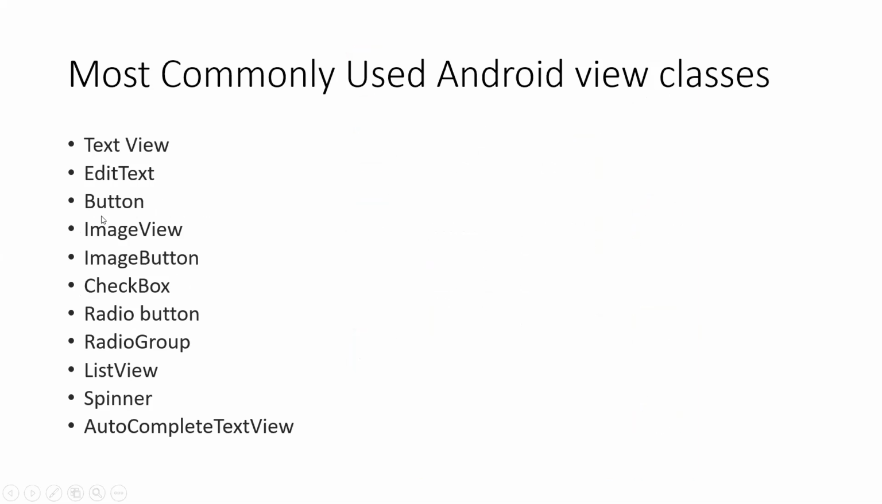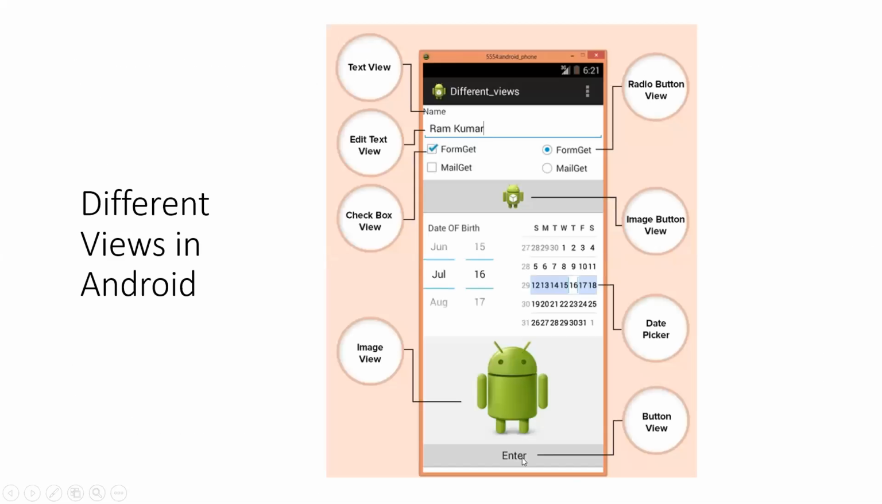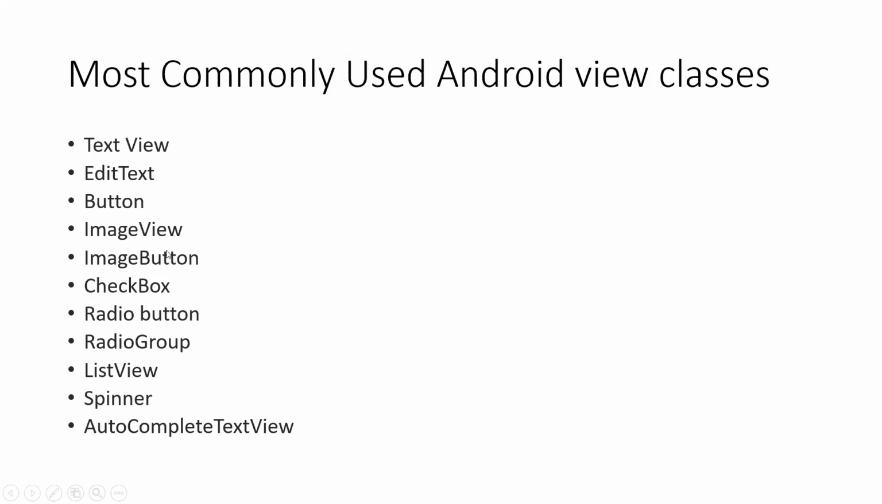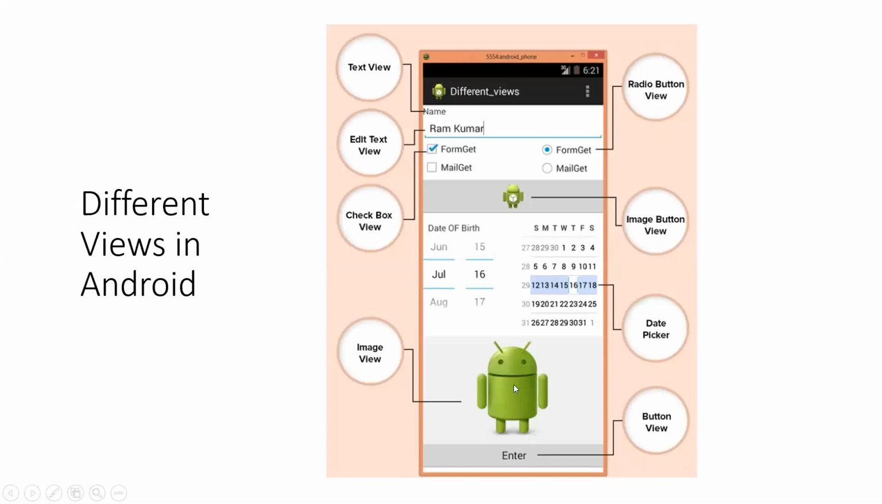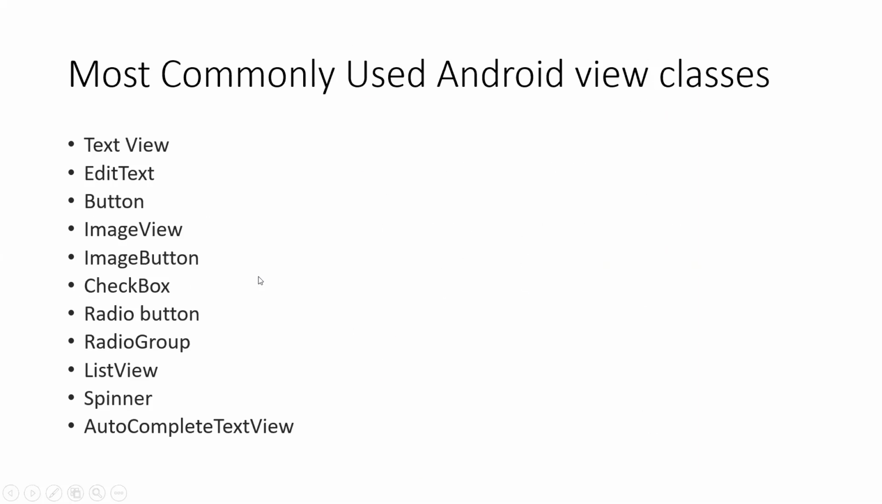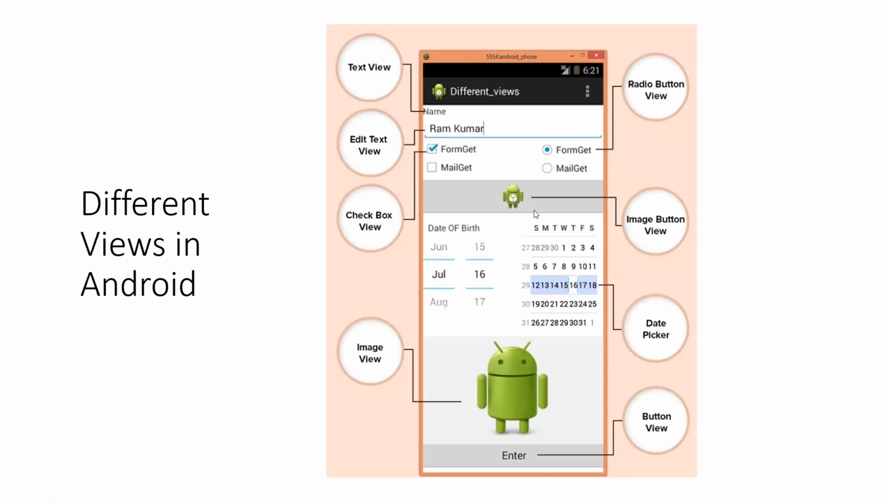Okay, and Button. We saw a button here at the bottom. The responsibility of generating this is for the Button class. ImageView, we saw an image view here. ImageButton, we saw an image button here. This is an image button. Checkbox, we also saw a checkbox. So this is the form of a checkbox.